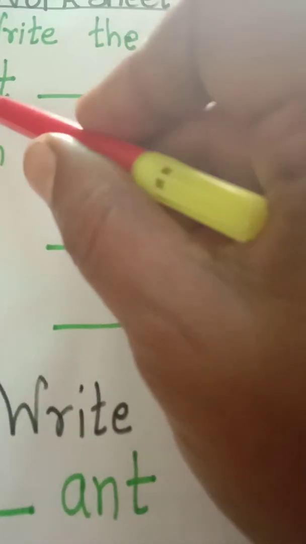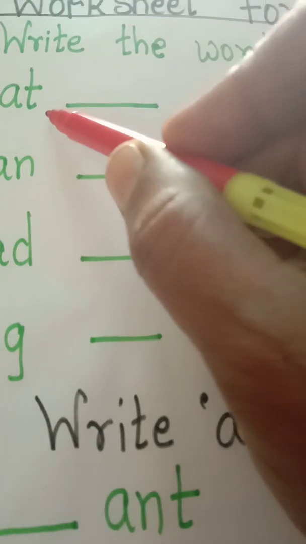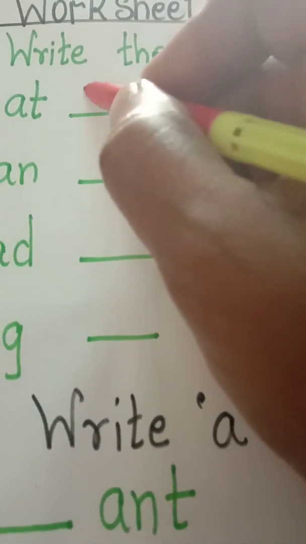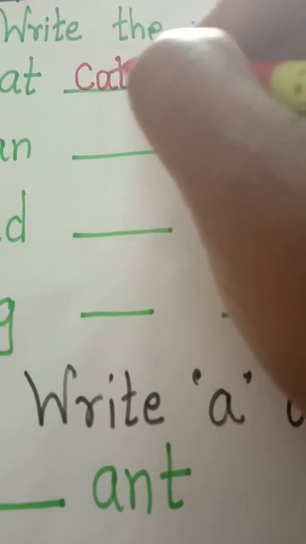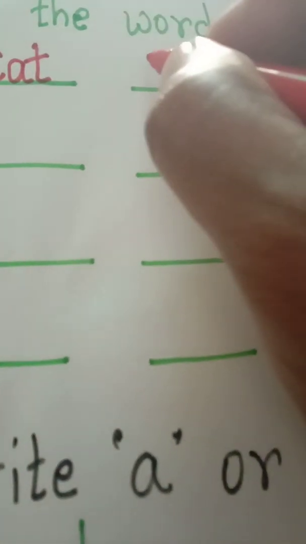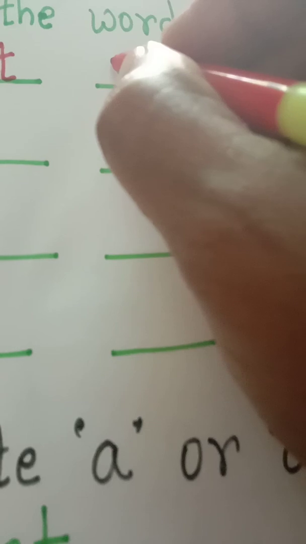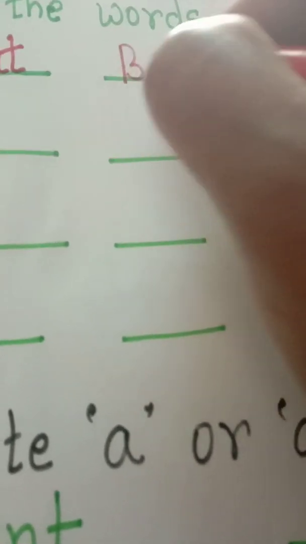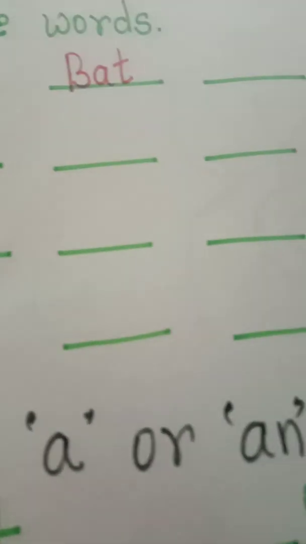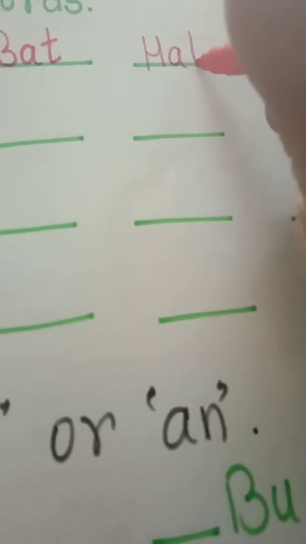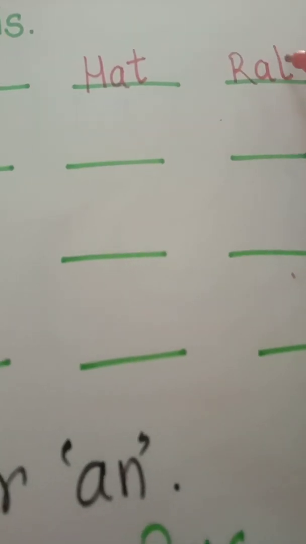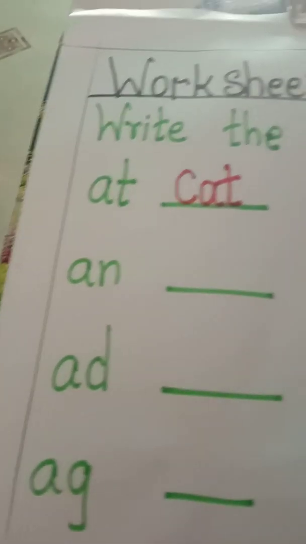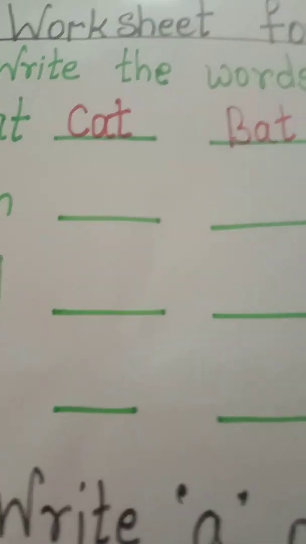My dear children, at. So you can make a new word by writing C in front of AT and it becomes CAT, cat. Then another word you can write BAT, bat. Then HAT, hat. RAT, rat. And this way you can make so many rhyming words.